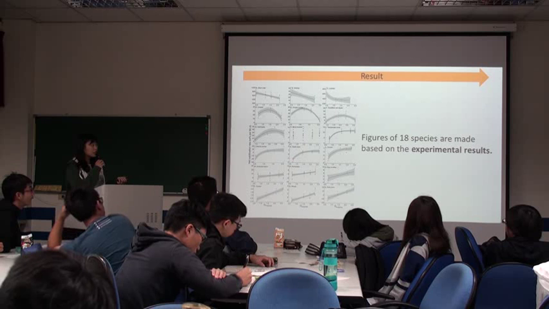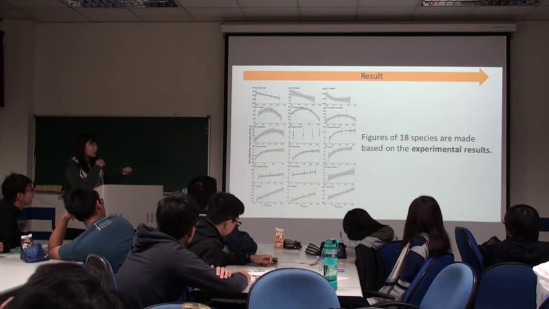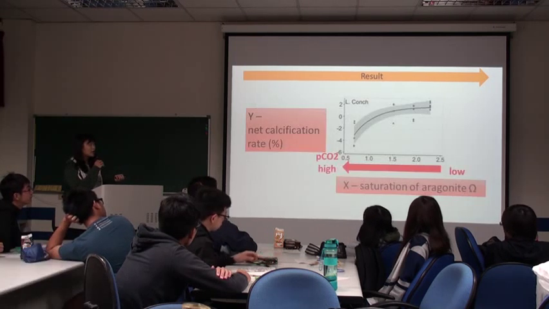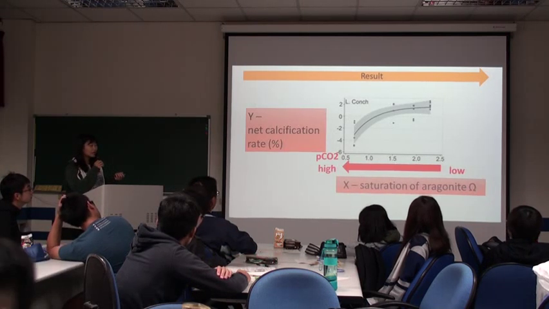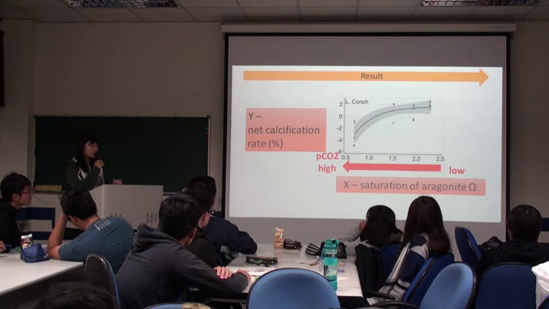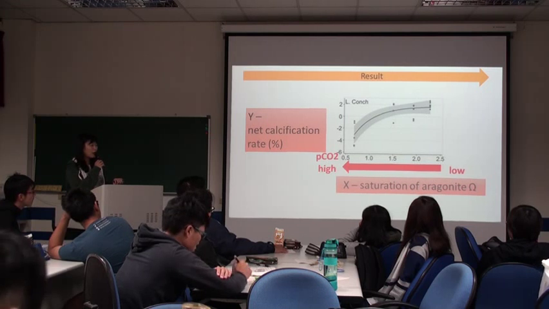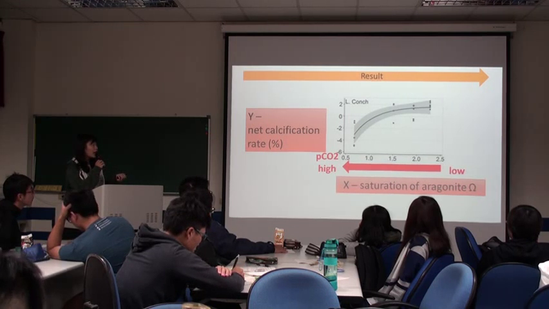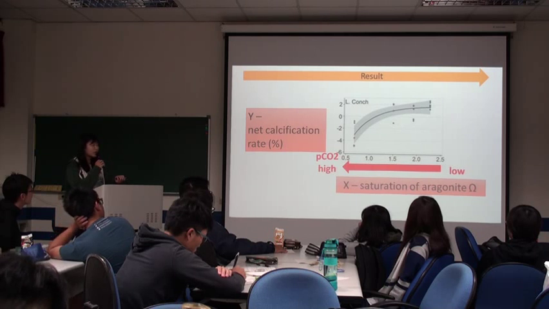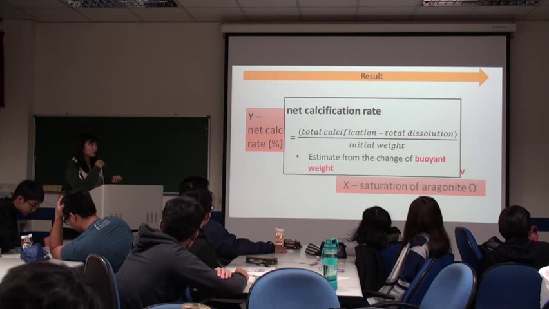The figures show the experimental results of the 18 species, and we can see one of them. The x-axis is the saturation of aragonite, and we call it omega. We can see the bigger the omega, the lower the pressure of CO2. And the y-axis is the net calcification rate. Net calcification rate is total calcification minus total dissolution, divided by initial weight.